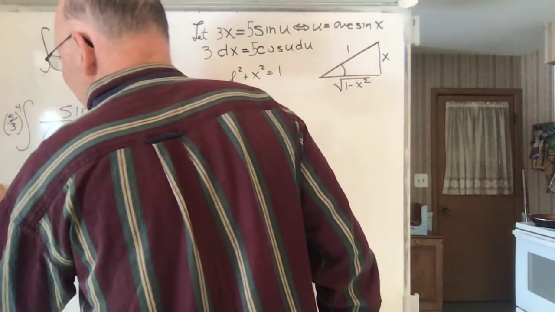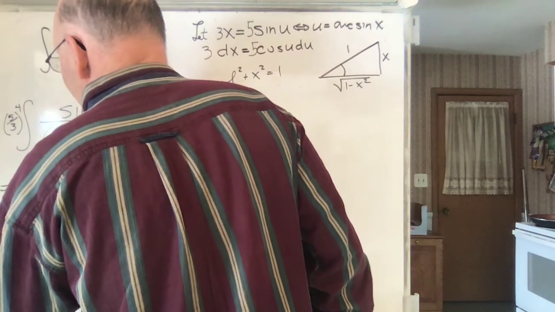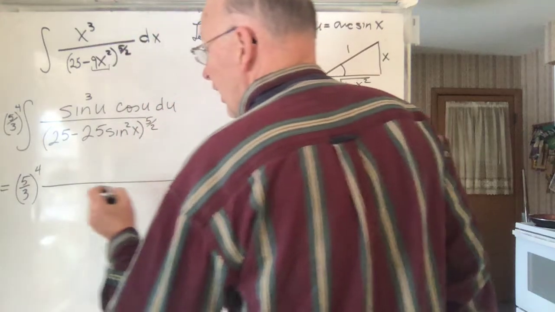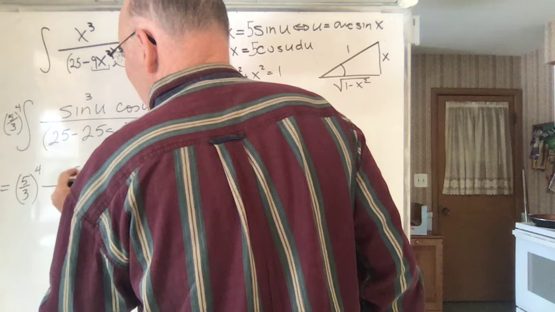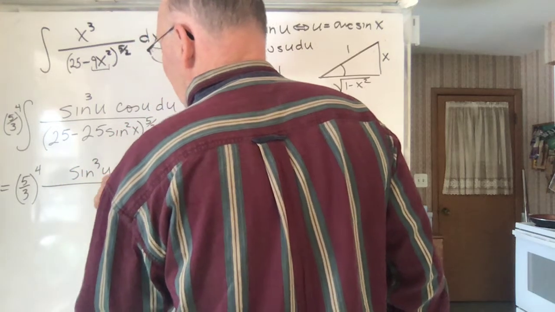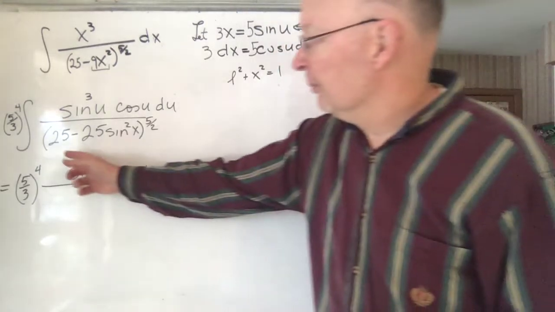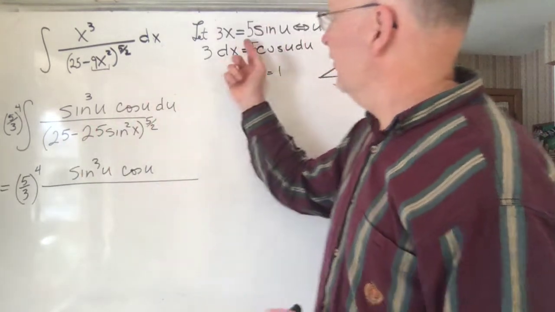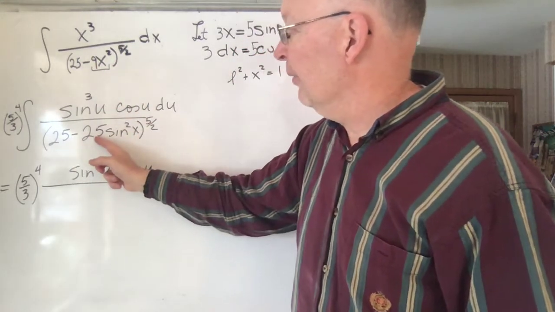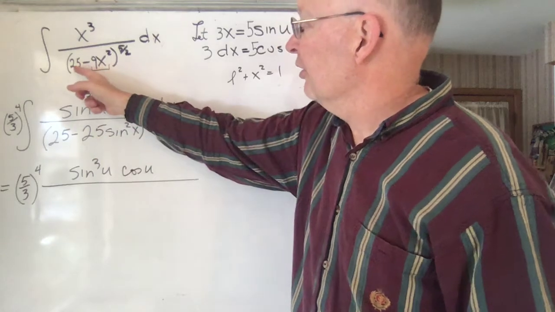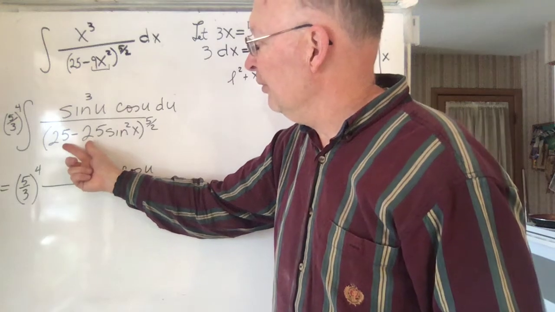Now notice it's the same thing as before. Now I'm going to get 5/3 all to the 4th power, and I'm going to get sine cubed of u cosine of u. Okay, now here's what's key again. Look at this 25. This is why I chose this exactly as I did, because this number and this number are the same. See that? I started off with this number being different from this number. That made it tough. Now that they're the same, notice what I can do.